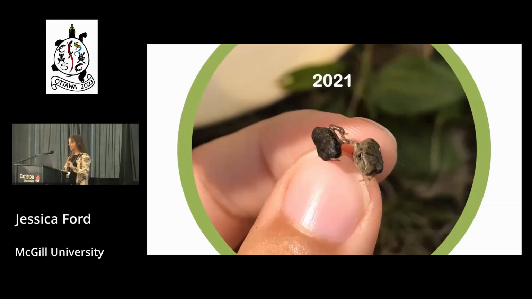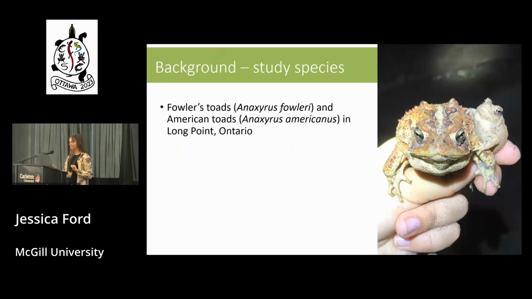But what I'm going to talk to you about briefly is what's actually going on between the tadpole species. So I mentioned we have some mesocosms that have both tadpoles in them at the same time. So American toads and Fowler's toads both present together. American toads and Fowler's toads both live in Long Point, Ontario. Usually they breed in different sites, but they can breed in the same ones, and they even can hybridize.